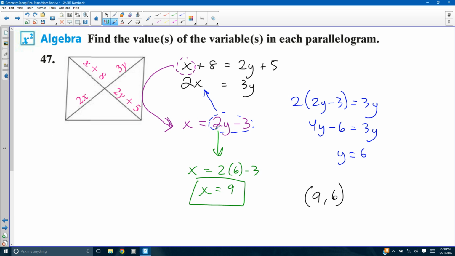All right, if I were to do elimination method here, let me rewrite the top equation where I subtract that 8, but I'm going to subtract the 2y back over on this side. X minus 2y equals negative 3. And the bottom one, I'm going to subtract this 3y over, so it says 2x minus 3y equals 0.